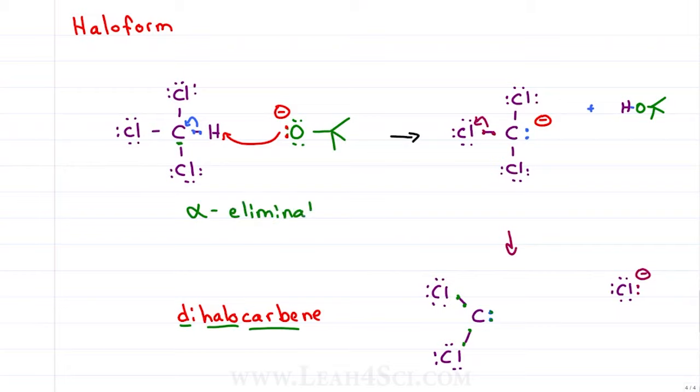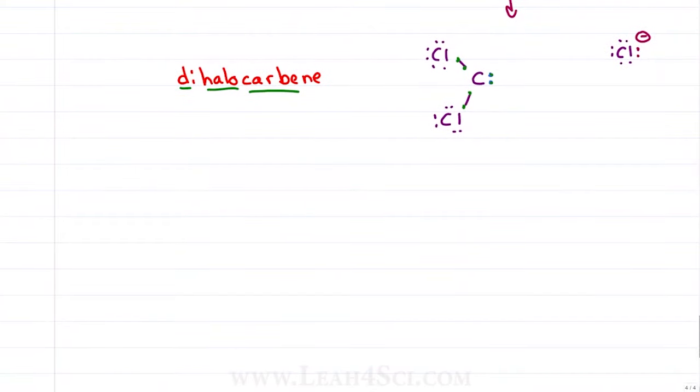This is called an alpha elimination reaction because both hydrogen and the halogen come off of the same carbon atom, in contrast to the beta elimination that you've seen for the E1 and E2 reactions, where hydrogen and halogen come off of neighboring carbons, one off the alpha and one off the beta carbon. Now that we have a carbene, let's take a look at the alkene.